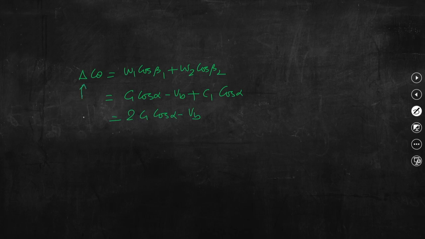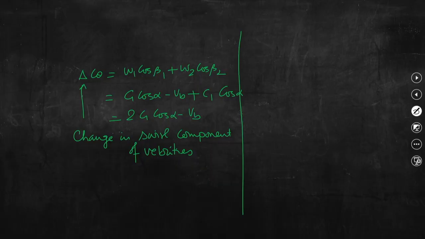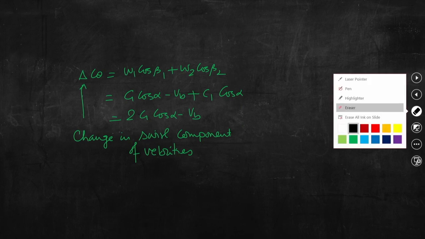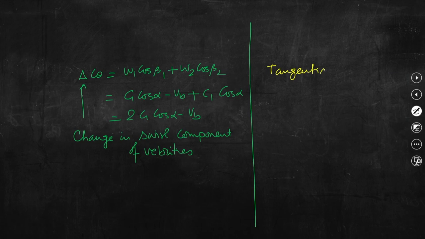So, we can understand that this change in whirl component of velocities, that is delta C theta, equal to 2 C1 cos alpha minus VB. So, we can calculate delta C theta, which would be responsible for the tangential thrust. Now, we can calculate what would be the tangential thrust. So, tangential thrust would be equal to delta C theta into mass flow rate of steam, right.